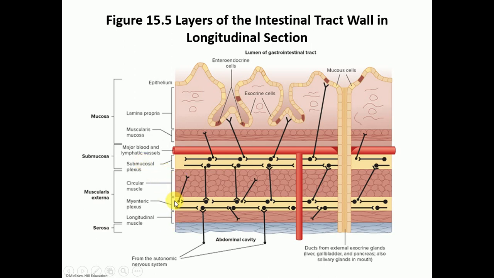Your muscularis layer is made out of smooth muscle fibers in two different layers, and you also have a plexus of nerves, this one known as the myenteric plexus. And when you stimulate the myenteric plexus, that is going to stimulate motility.